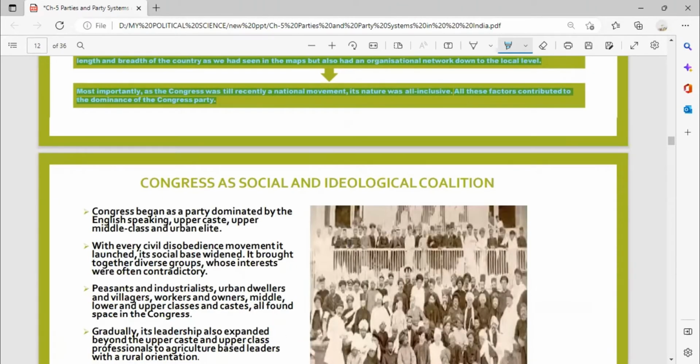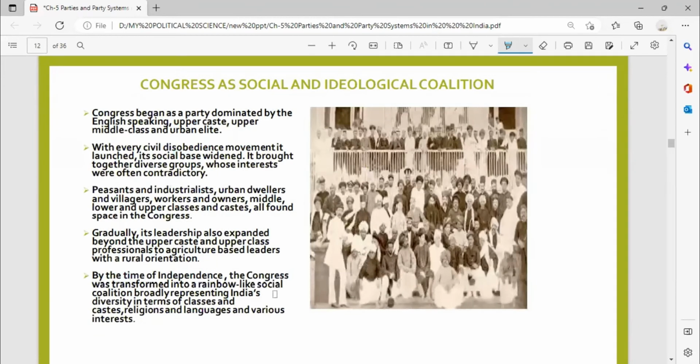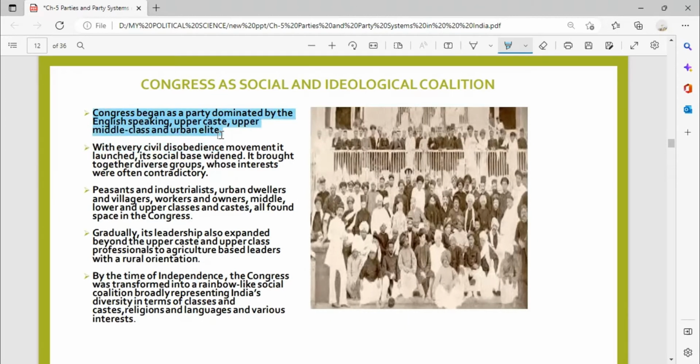So now this is another important question. How did Congress act as a social and ideological coalition? This is important. Congress began as a party dominated by English speaking people. If you remember, Congress was established by a Britisher, A.O. Hume, in 1884-85. After that, this party basically belonged to the elite people who could speak English, who were well versed, and who had gone to Britain, learned, and came back to India.